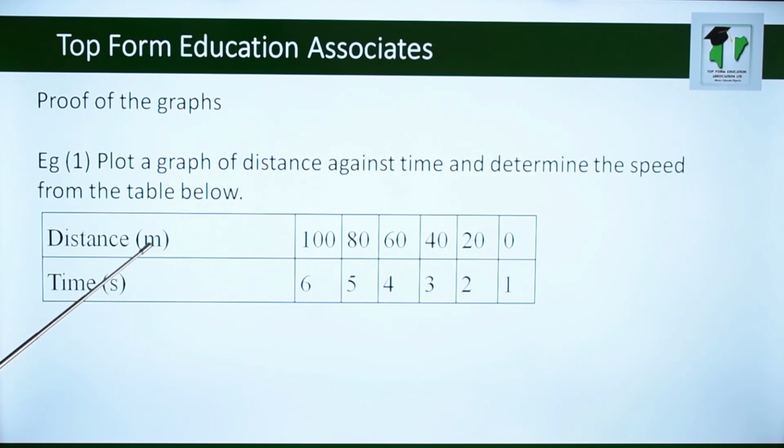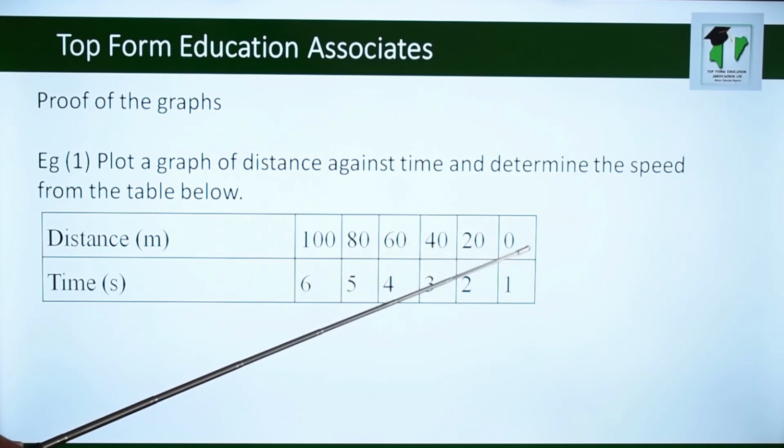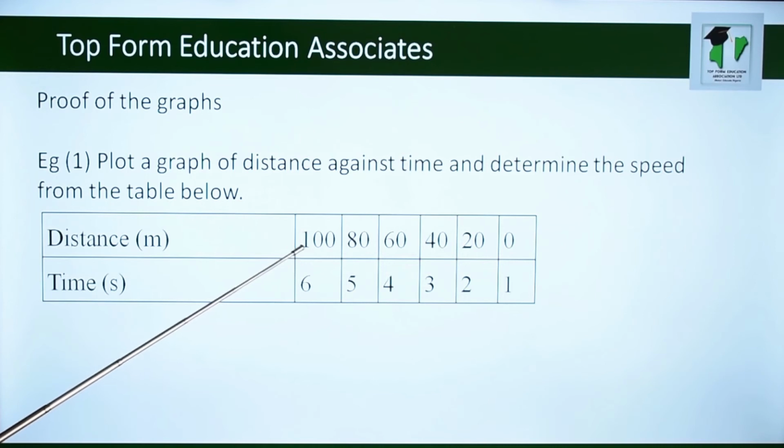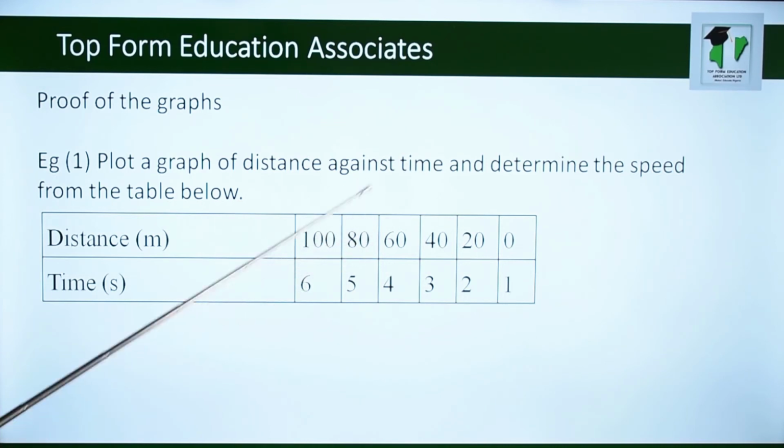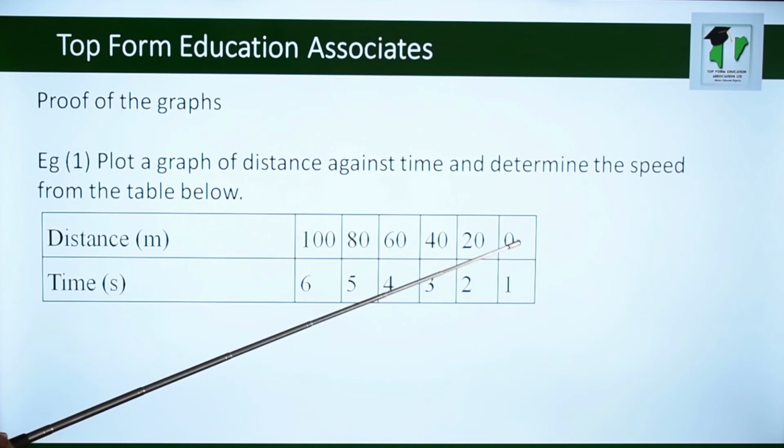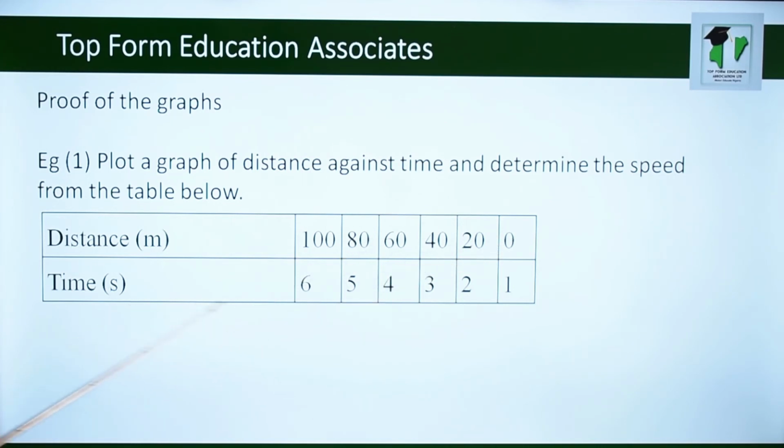The values of the distance in meters are 100, 80, 60, 40, 20, and 0. So within the intervals, you have equal values. And the value here is what? 20 meters each. For the time, you have 6, 5, 4, 3, 2, 1, an interval of 1 second each. So it's a uniform speed. If you divide each of the distance differences by the time, what you're going to get is a uniform speed. So I want to use this table to see how the graph will look.